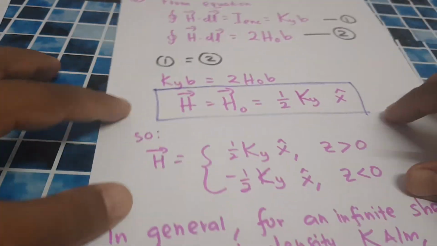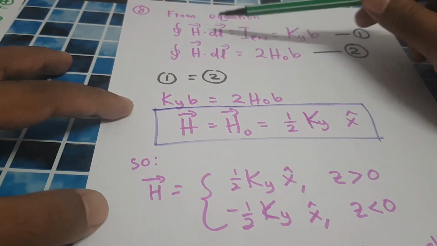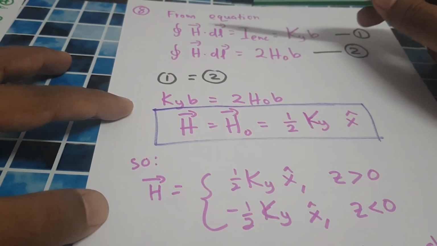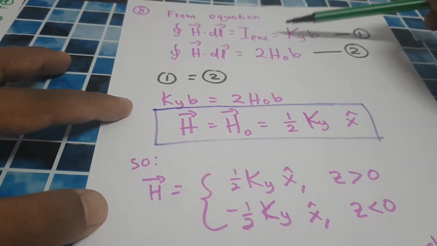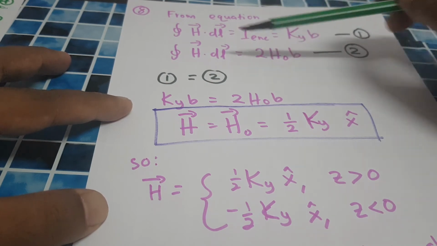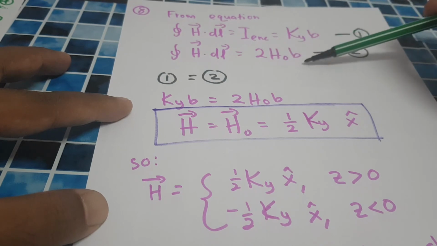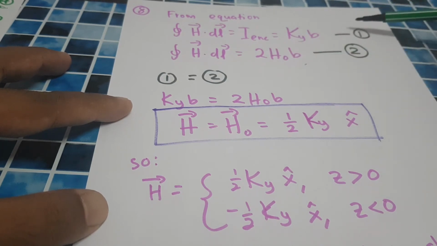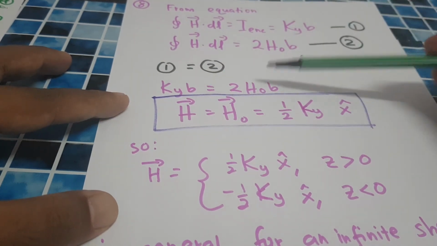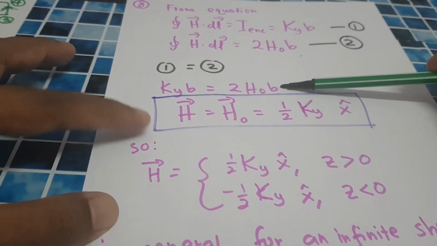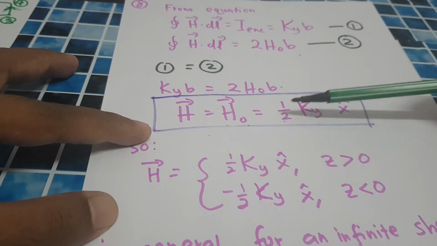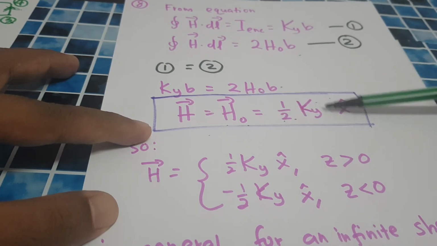Then from the previous equation, the closed integral of H dl equals I enclosed, equal to Ky b. The closed integral of H dl also equals 2 H naught b. So when we equate them, Ky b equals 2 H naught b. So H equals H naught, equal to half Ky with direction of x.